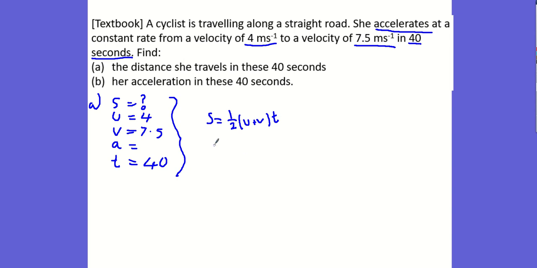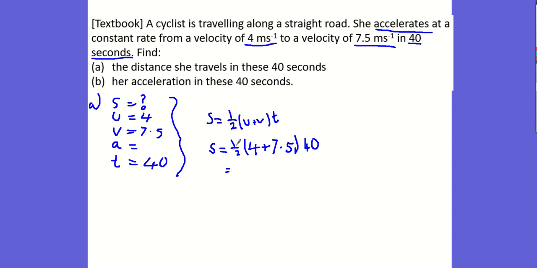Then you want to sub your values in. S is the thing that we're trying to figure out. And then it's the average of the 2 velocities, which is 4 and 7.5. And then we're going to multiply that by the time that we're taking, which is 40 seconds. And then you work it out.